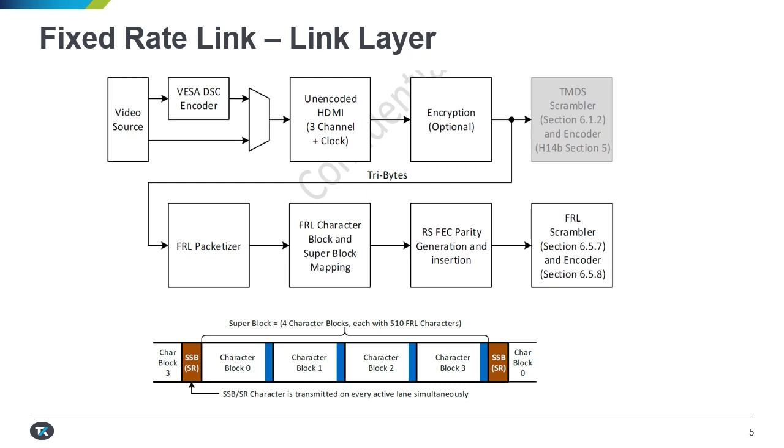Each FRL super block is preceded by a group of 3 or 4 start super block characters, known as SSB, or a group of 3 or 4 scrambled reset characters, known as SR. So SSB and SR characters are comma characters. Both are transmitted on every active lane simultaneously. These are used by a receiver for character alignment. Then it encodes the scrambled data into FRL characters using 16b/18b encoding.